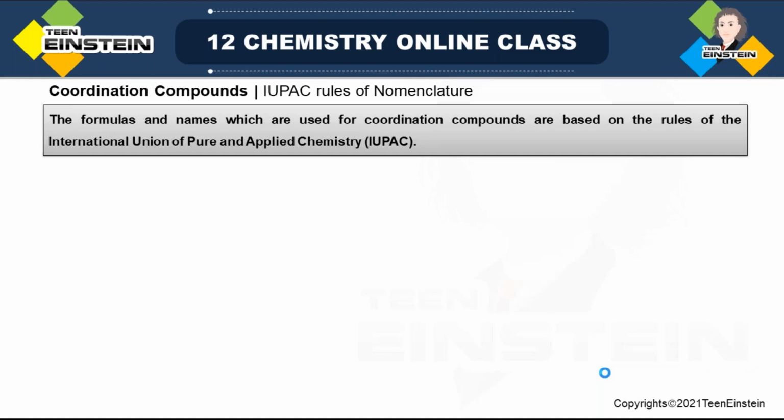Next is nomenclature. Now we say that it is IUPAC rules for nomenclature because the full form of it is International Union of Pure and Applied Chemistry. So IUPAC nomenclature is not something new you are seeing here, because we also use it for inorganic chemistry. Fine. So the formulas and names which will be used for this coordination type of compounds are actually based on the rules of IUPAC. Fine. Now one by one we will see the rules.